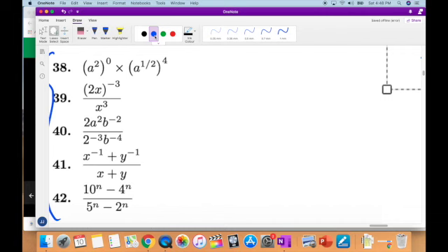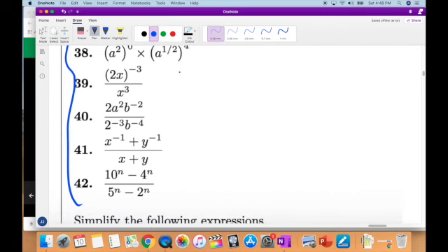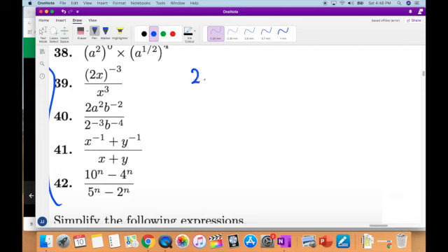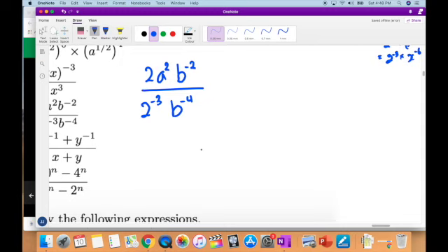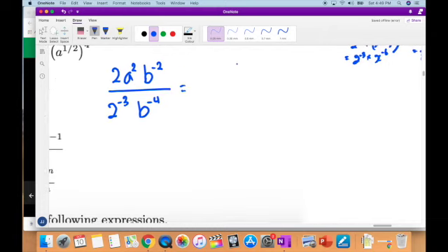So what we have here, the next one. The next one, I have 2a squared b to the negative 2 all over 2 to the negative 3 b to the negative 4. Any ideas? I thought that since the B's are the same, we could do 0. Right. But let's see if we can split.